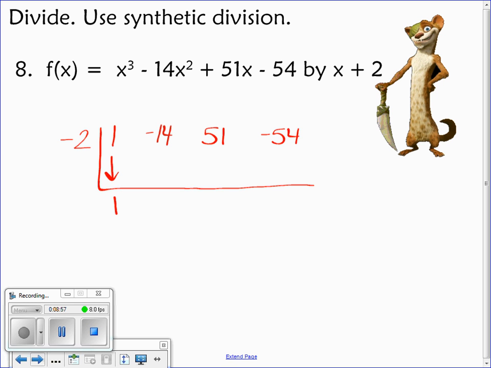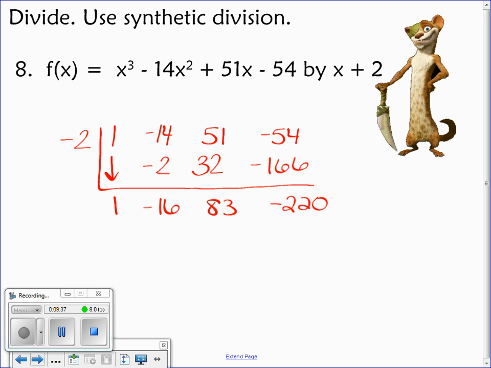Then we multiply negative 2 times 1. And then we add, so to speak, but it's negative 14 minus 2. Then we multiply negative 2 times negative 16 is 32. Again, if you need a calculator, you could use one. 51 plus 32, 83. Negative 2 times 83. Good. Negative 166. And then negative 54. Negative what? 220. Good.